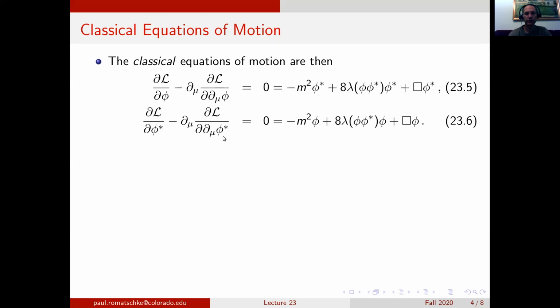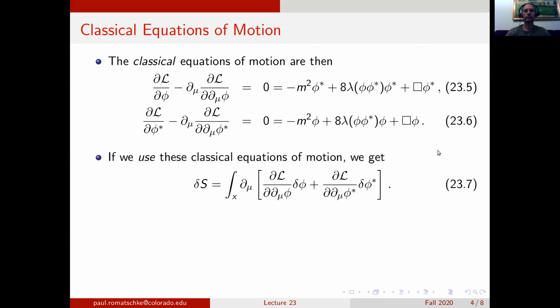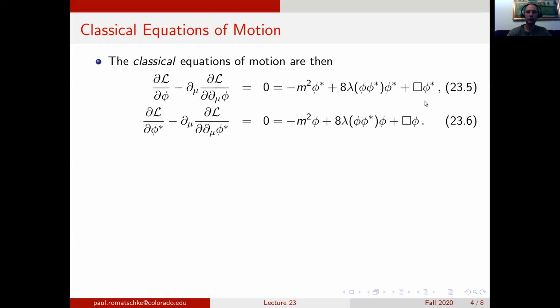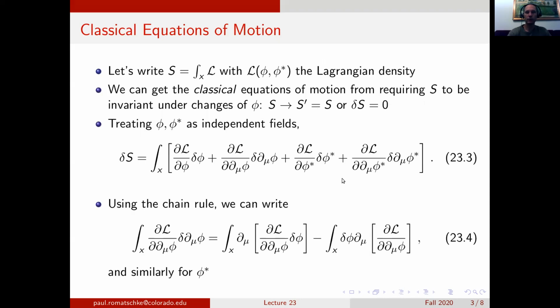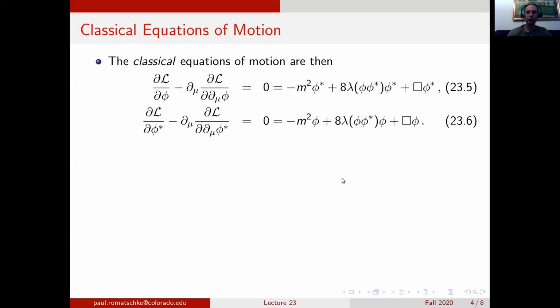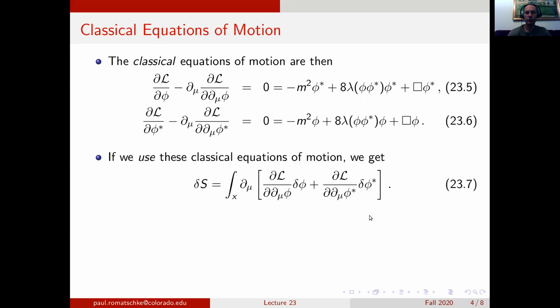Plugging in the explicit form of the action that I gave at the beginning of the lecture, these equations of motion can be written in explicit form, for instance here for the field phi star and here for the field phi. Of course, we can take these equations of motion and plug them back into the expression that we had for the variation of the action given in equation 23.3. And if we do so, then we find that delta S is just given as the total derivative of this expression here.